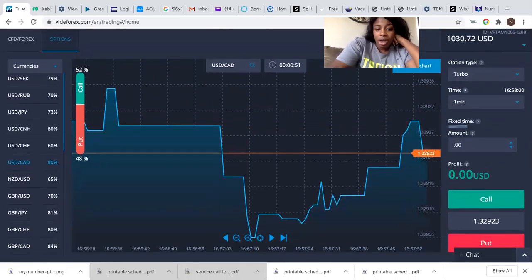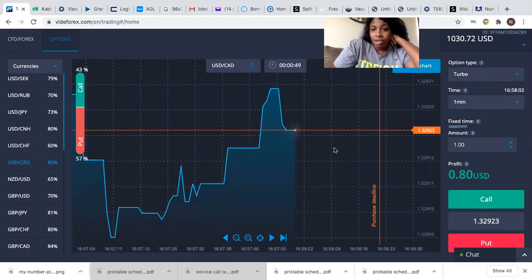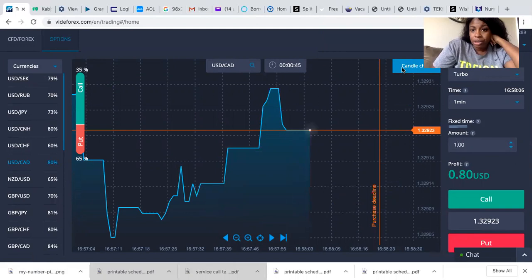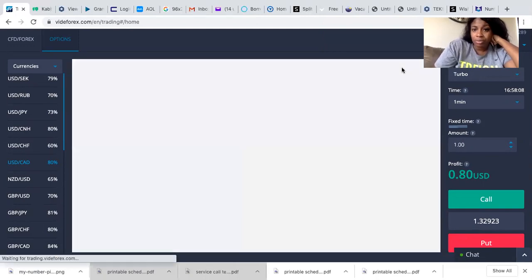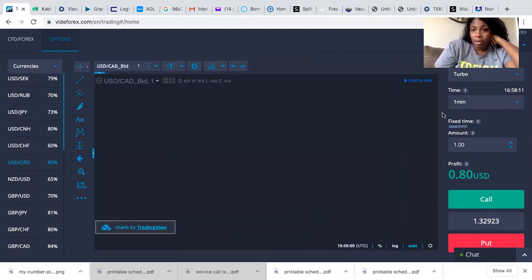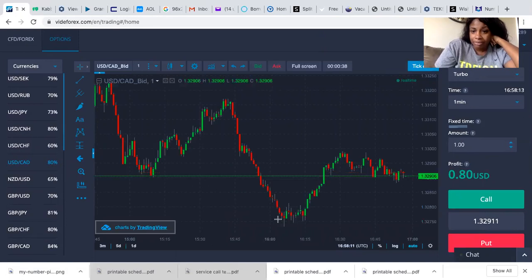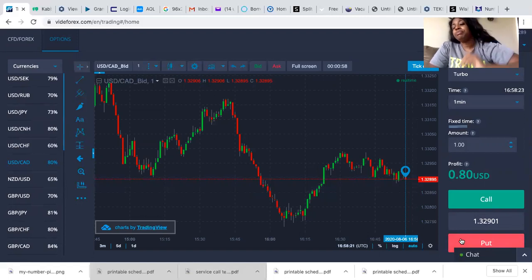the way I start off for my warm up, I trade $1. And what I'm gonna do is switch this over to the candles. I'm gonna leave it on turbo. I'm gonna leave my time at 1 minute. And when this gets to 20 seconds, whatever color is here, whatever direction I'm seeing here, that's the direction I'm gonna take. It's showing red, so I'm gonna take a put.